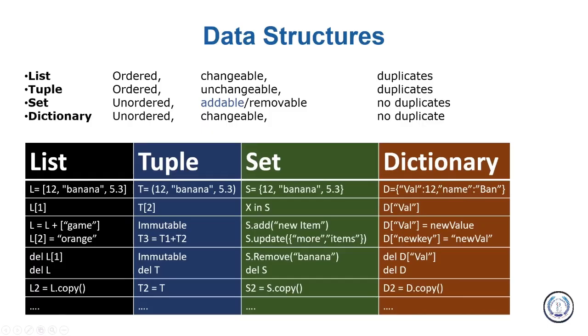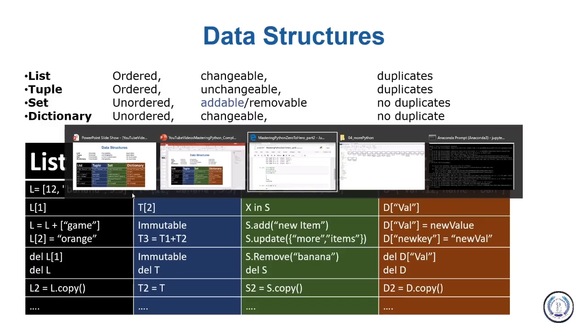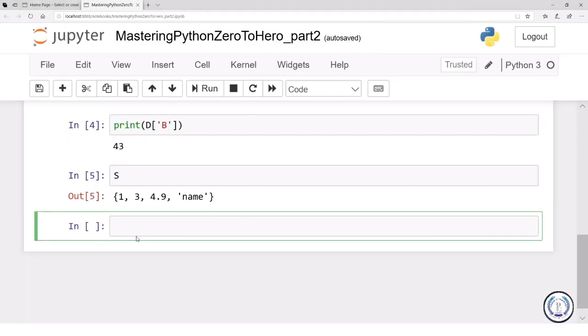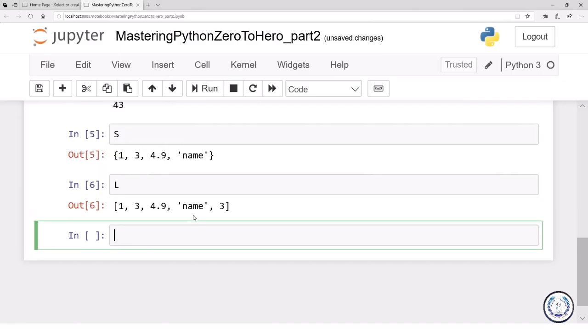And I want to show you that all the kind of indexing that you have seen in strings works exactly the same in lists as well as in tuples. So let's go to Jupyter and see what a list is. For example, if you print the list, that's the list.